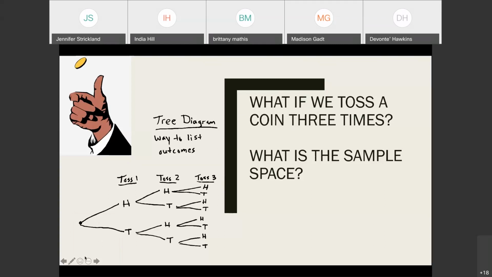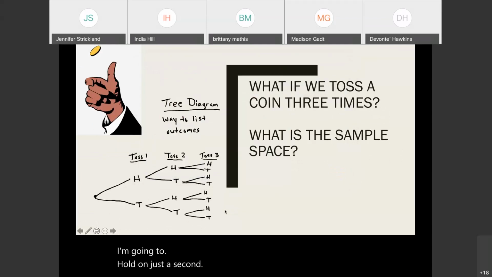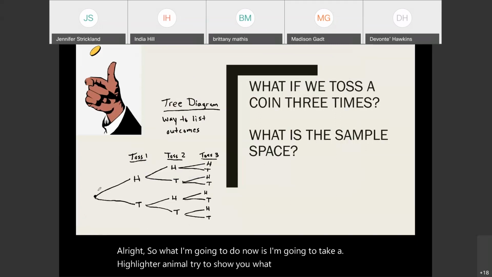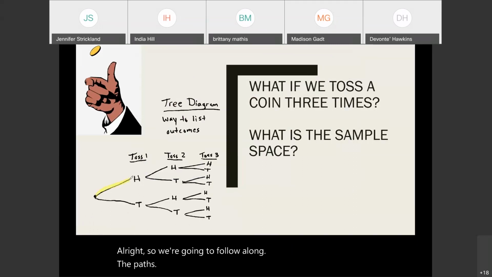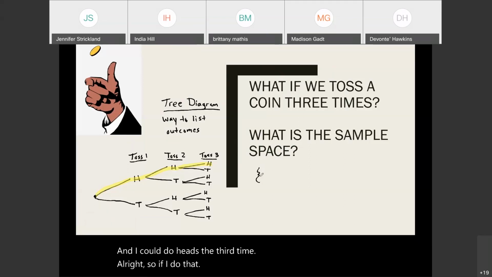So now, hold on just a second. All right, what I'm going to do now is take a highlighter and try to show you what happens. We're going to follow along the paths. So I could do heads the first time, heads the second time, and heads the third time. If I do that, then one of my outcomes in my sample space is HHH.